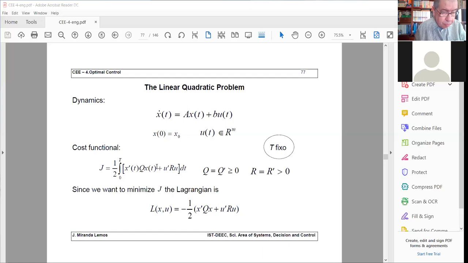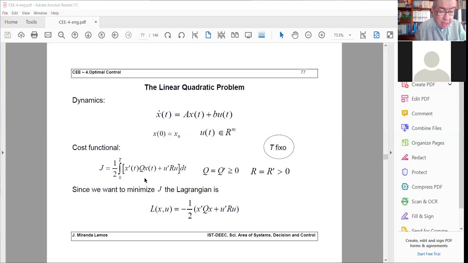So what is the motivation for this functional? Well, you have two terms. One term related to the state, and suppose that Q is taken to be the identity. This is the squared Euclidean norm of x. So you are saying that the power of x must be small. You want to minimize this cost function. You want to minimize the power of x. And the same for the power of u. If R is the identity, you get the squared norm of u, and you are saying that you want to minimize u.